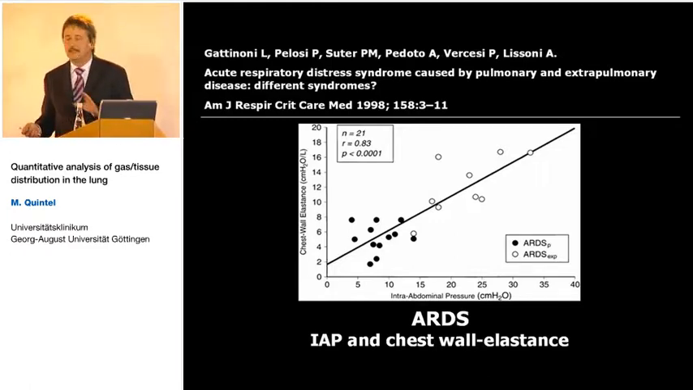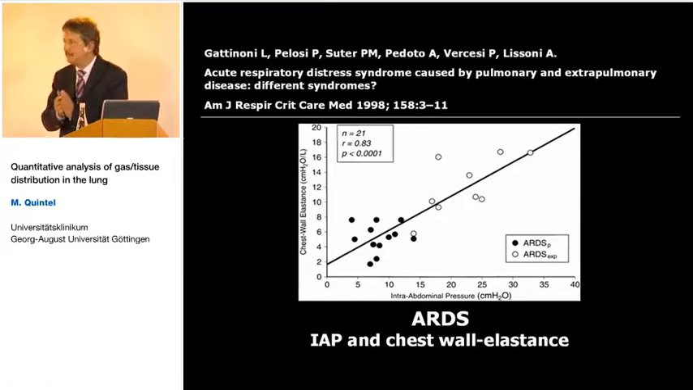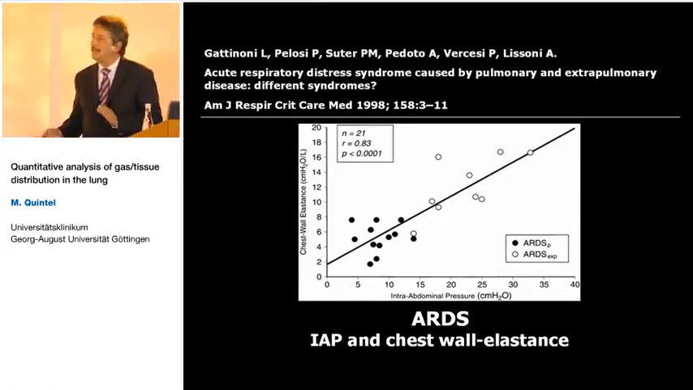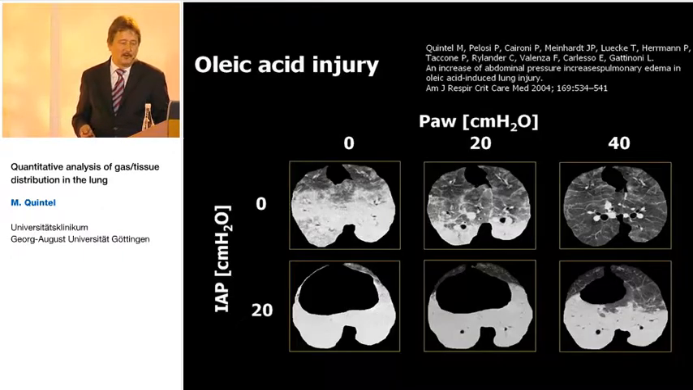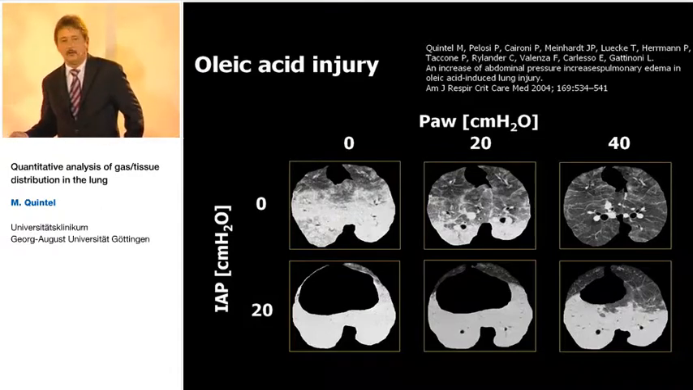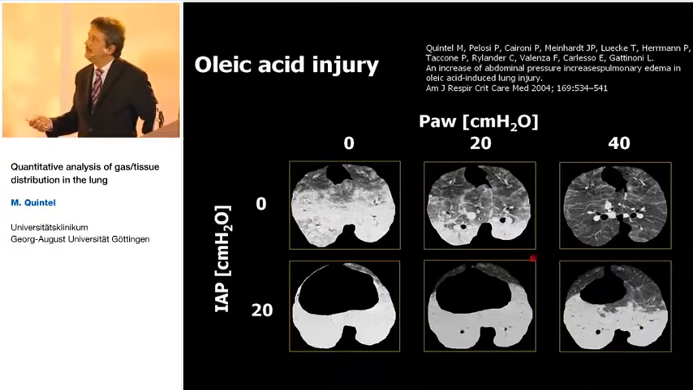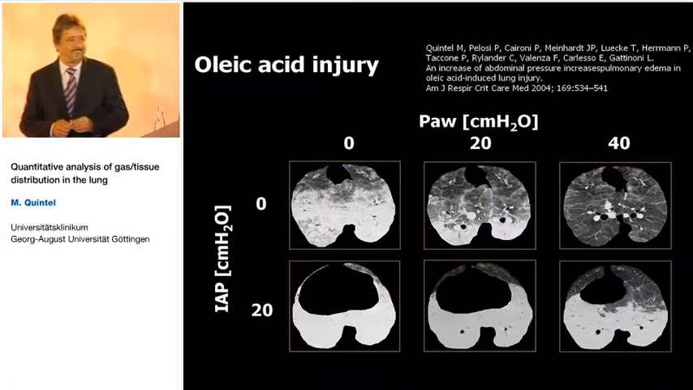So we have learned that pulmonary and extrapulmonary ARDS finally are different, at least with regard to intra-abdominal pressure. So you have already seen more or less these slides. This is the same pressure applied in oleic acid-injured lungs. And you see with a pressure of 40 and an abdominal pressure of 0, there is nearly total recruitment by applying a pressure of 40.